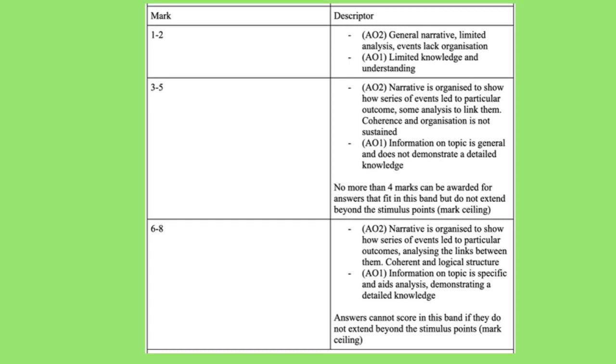Generally speaking though, to score highly in this question, you need to analyse the links between the events that led to this particular outcome. It's not just about listing one event after another, but showing that you understand the importance of all of those things that led to this particular event. You also need to use your own knowledge to show a really good understanding of the topic.